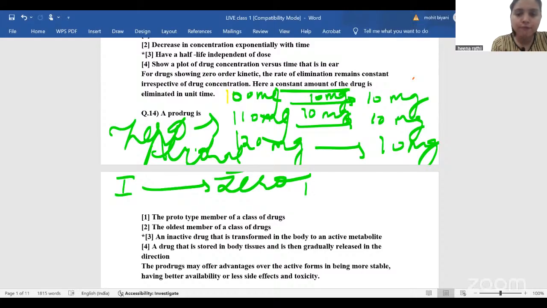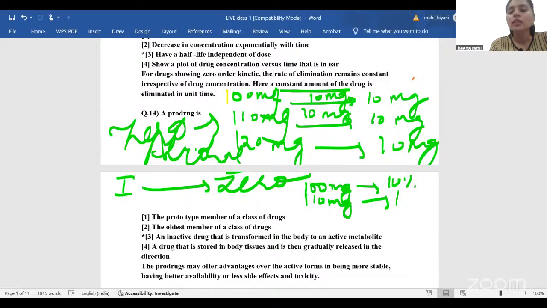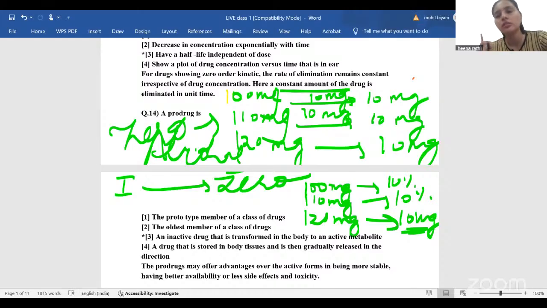What does it mean? First, we give a drug at 100 mg. A constant fraction of the drug was getting eliminated, 10% of that. It means 10 milligram of the drug was getting eliminated. So it was following first order kinetics. Then we increase the concentration. Suppose we give 110, then also 10% of the drug was getting eliminated. After that, when we increased the concentration of the drug, there was no constant fraction getting eliminated. Only 10 milligram of the drug was getting eliminated. It means it has changed its kinetics from first order to zero order kinetics.